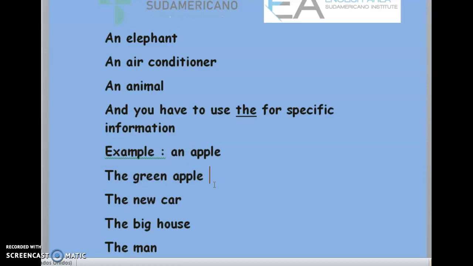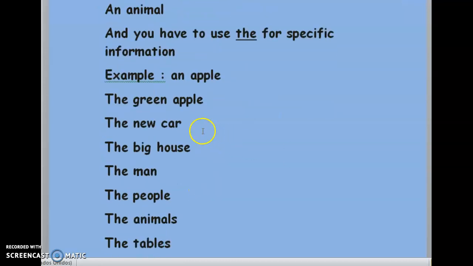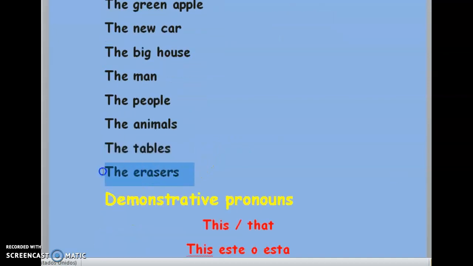O también lo podemos utilizar para plurales. Acuérdate que también significa los y las. Eso quiere decir que también lo podemos utilizar in plural form. ¿Ok? Practice. The green apple. Sí, la manzana verde. The new car. El carro nuevo. The big house. La casa grande. The man. El hombre. A Superman. The people. Here you have an expression that it is plural, las personas. The animals. Los animales. The tables. And the erasers. Okay, as you can see, this is very simple class.